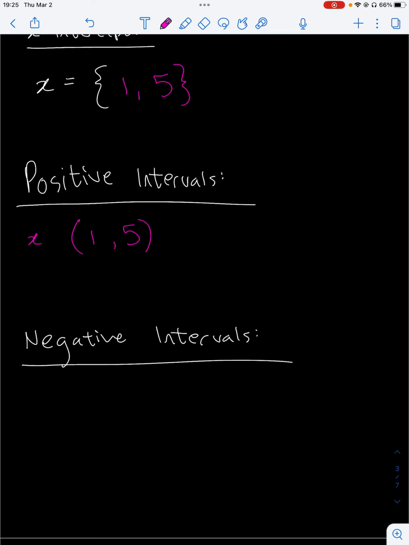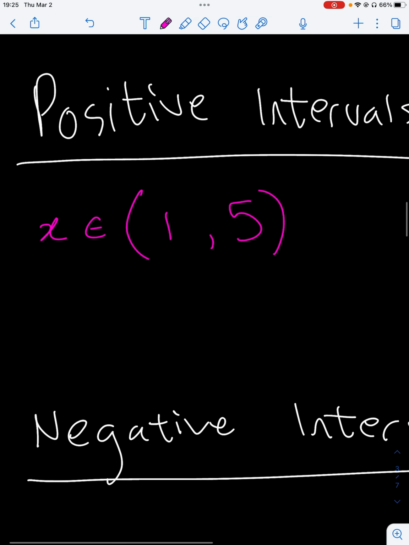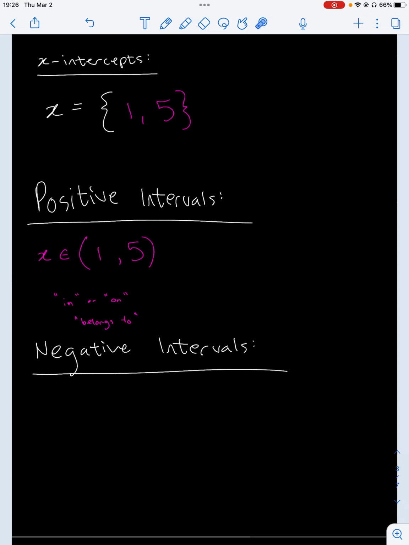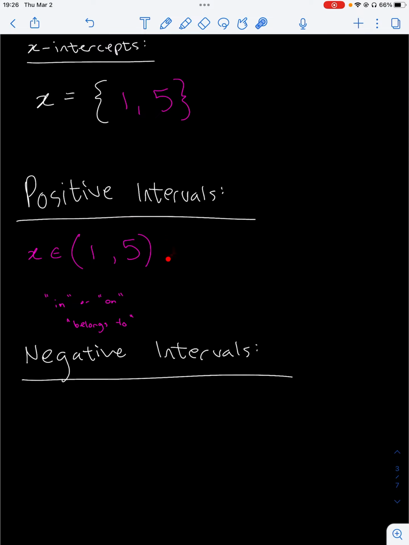Now, it sometimes helps to write this little notation here, which just says x values that are in this thing. For us, it's just going to say in or on. So you read this as x in the interval 1 to 5, or x on the interval 1 to 5, or x belongs to the interval 1 to 5, that is going to be where we have a positive y value.